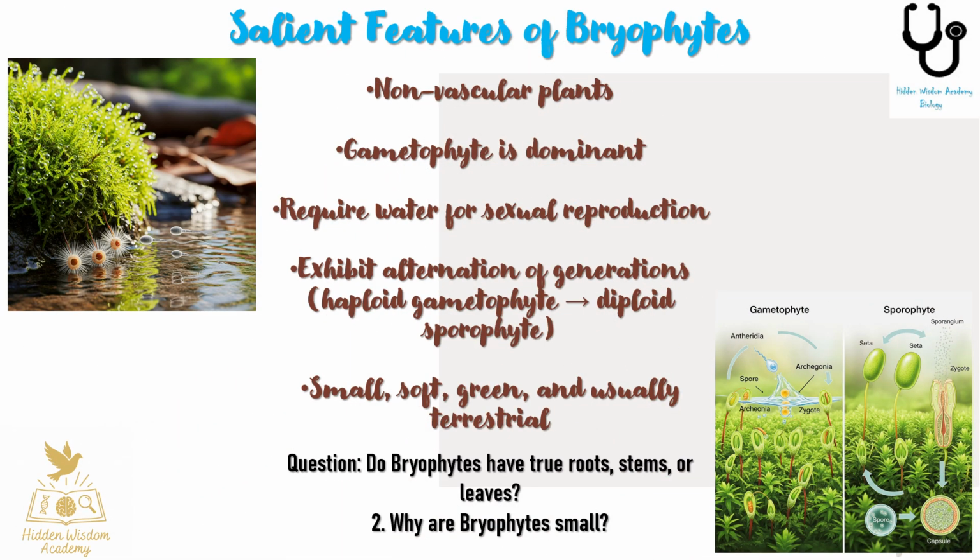Let's talk about the salient features of bryophytes. Bryophytes are small, green plants that don't have vascular tissues. The main plant body is the gametophyte. They need water for reproduction because the sperm swim to reach the egg. They show alternation of generations. The gametophyte makes gametes, and the sporophyte makes spores. They usually grow in moist, shady places.